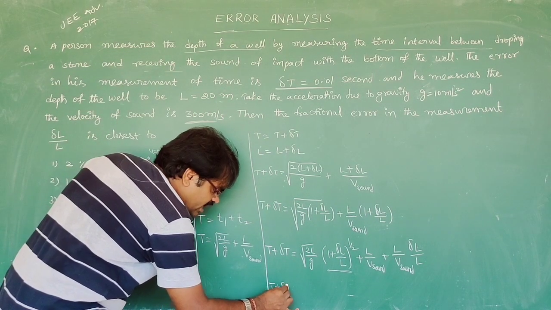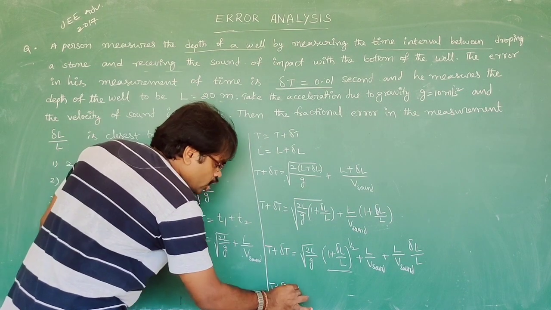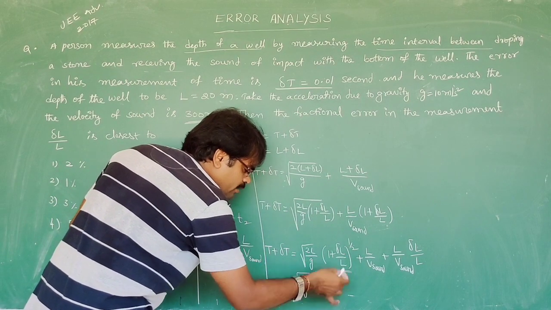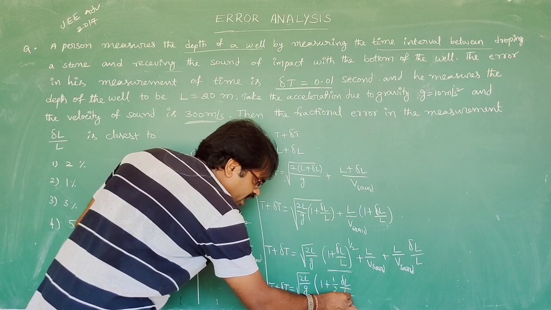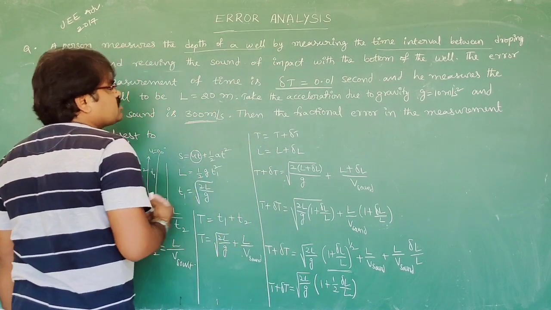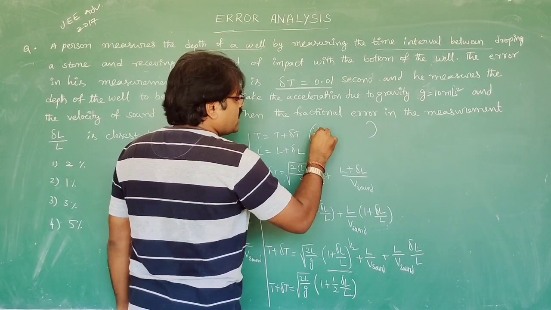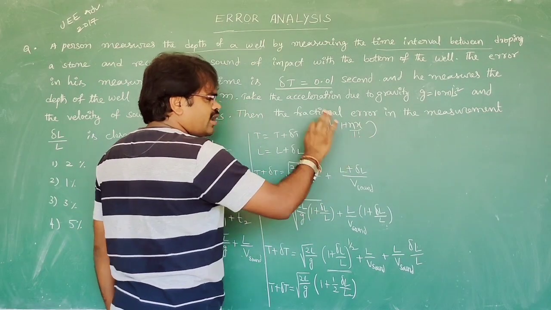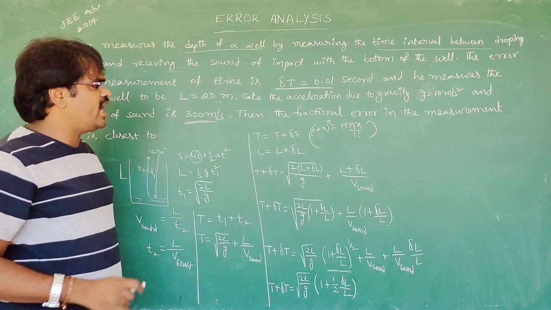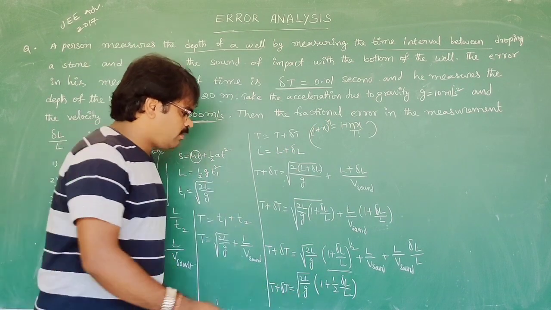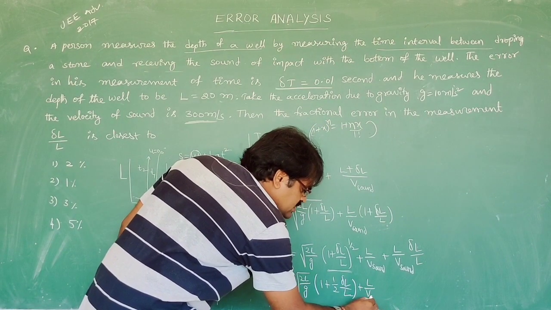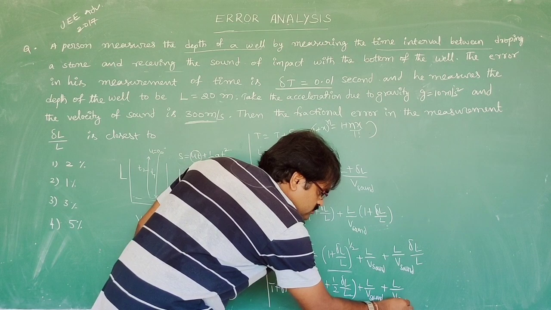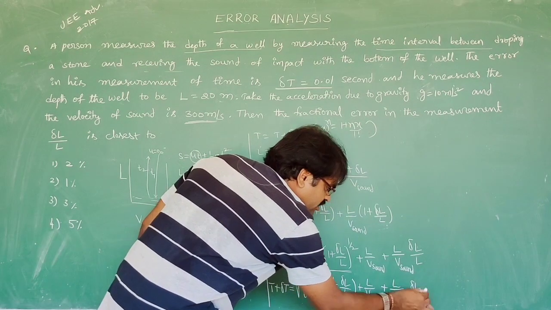T plus delta T is equal to root 2L by g into (1 plus the binomial expansion, 1 by 2 delta L by L). That is the binomial expansion. We write that (1 plus x) whole power of n formula: 1 plus nx by 1 factorial plus n(n minus 1) x square by 2 factorial, and higher powers are neglected, plus L by v sound into (1 plus delta L by L).